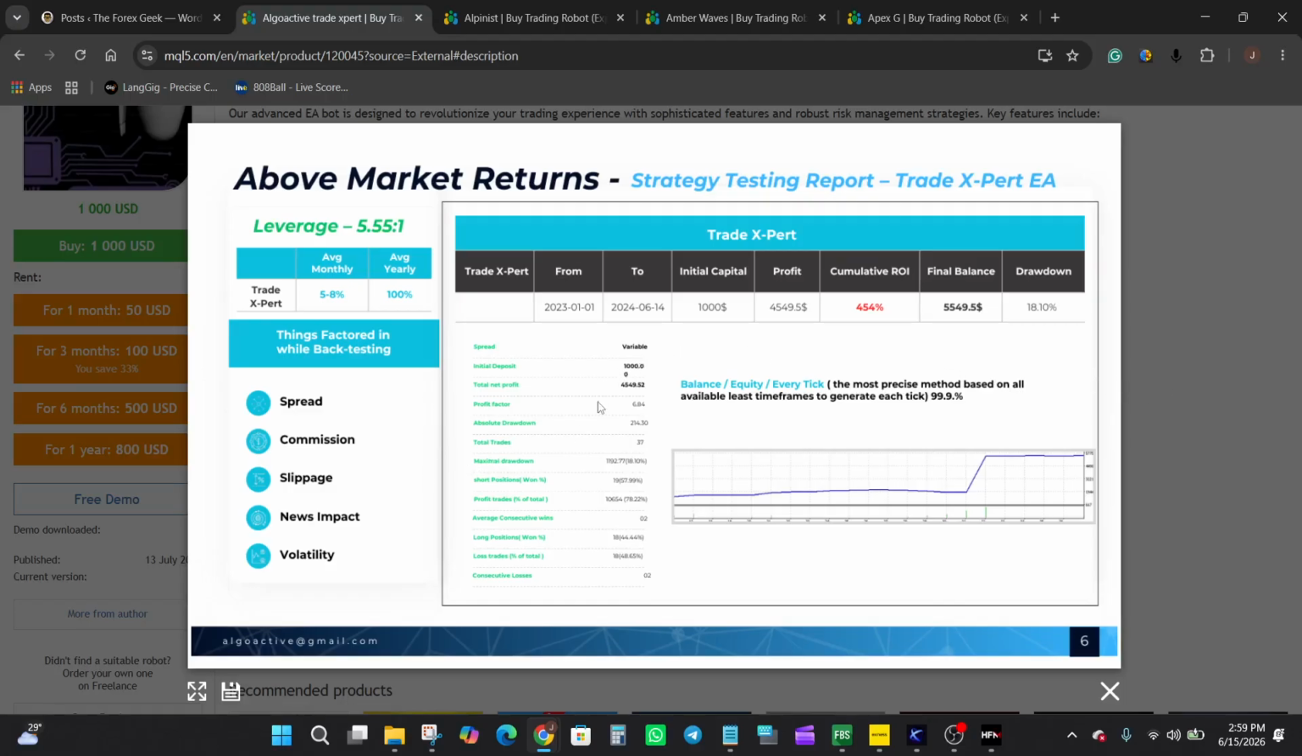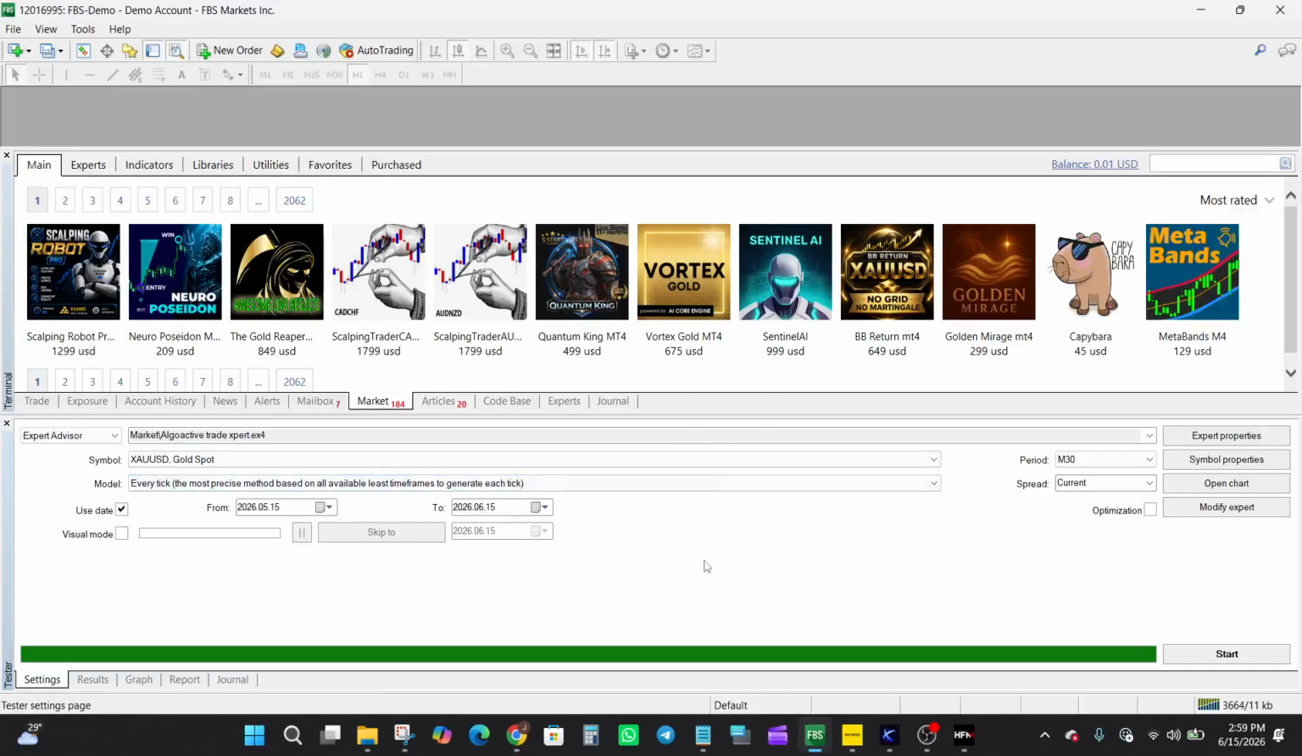So based on what I can see here, from 1st January 2023 to 14th June 2024, initial capital $1,000, profit was $4,549.5, giving a cumulative ROI of 454%, final balance $5,549.5, drawdown 18.1%. All right, pretty interesting. Now let's head over to our strategy tester. Let's see how this EA actually performed over the past month.